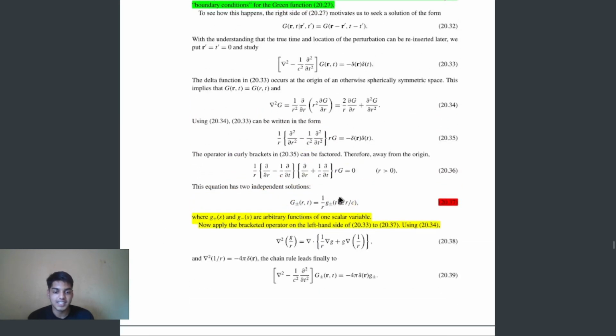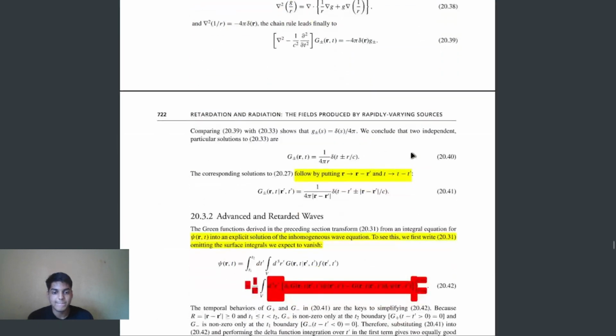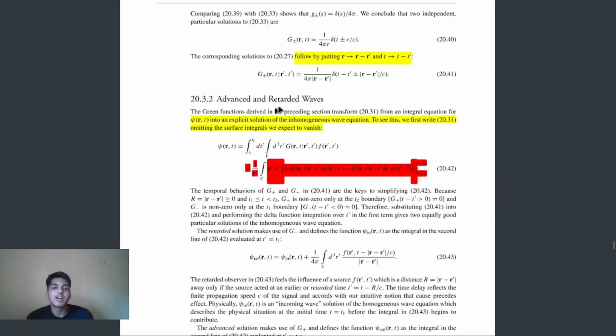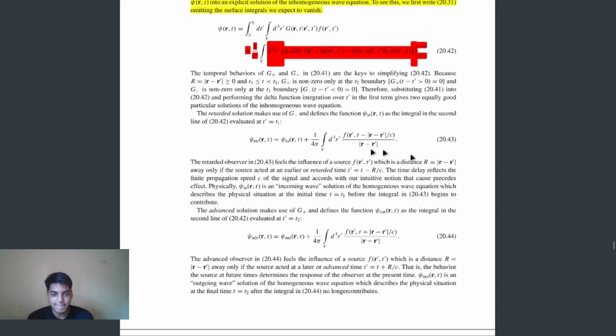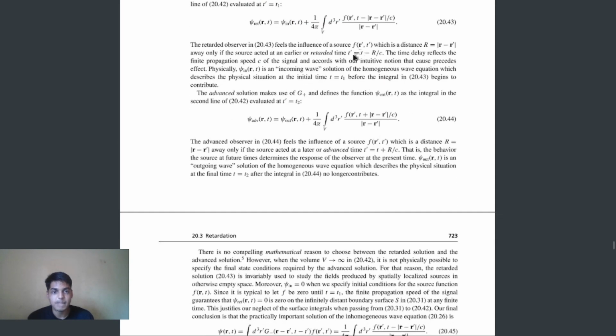They came to the result that g plus minus of r comma t is equal to 1 by r times g plus minus of t plus minus r by c, where g plus and g minus are arbitrary functions of one scalar variable. Now they are going to apply the bracketed operator on the left side of equation 20.3. After putting r equal to r minus r dash and t equal to t minus t dash, they arrive at this solution. Now we are taking into account retarded waves and advanced waves. We add one more term, time is equal to t minus r by c.